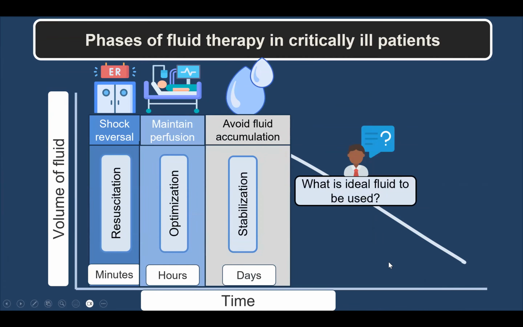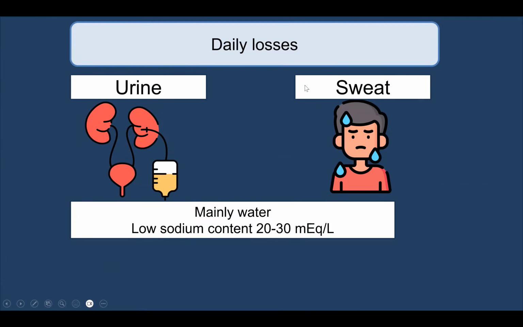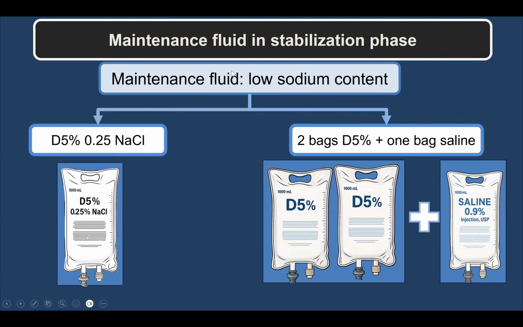The second phase is the stabilization phase, and the idea is to avoid fluid accumulation. So what is the ideal fluid to be used? Normally the daily losses from any patient are mainly caused by urine output and sweat, and both of these outputs have a low sodium content, about 20 to 30 milliequivalents per liter. So the maintenance fluid should have a low sodium content.